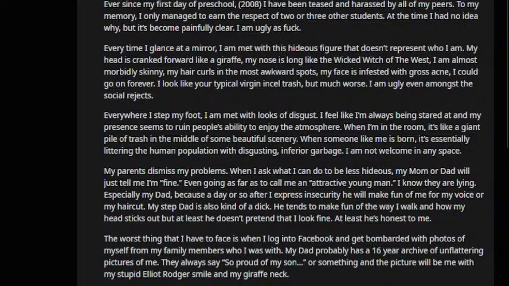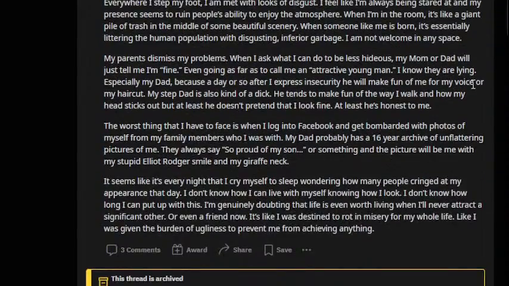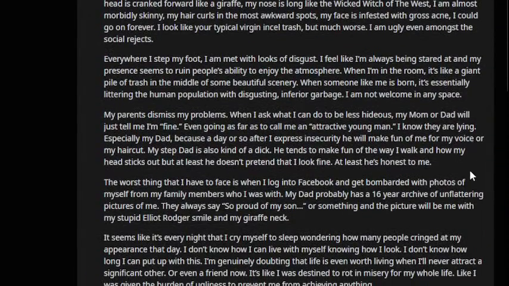Everywhere I step my foot, I am met with looks of disgust. I feel like I'm always being stared at, and my presence seems to ruin people's ability to enjoy the atmosphere. When I'm in the room, it's like a giant pile of trash in the middle of some beautiful scenery. When someone like me is born, it's essentially littering the human population with disgusting, inferior garbage. I am not welcome in my space.